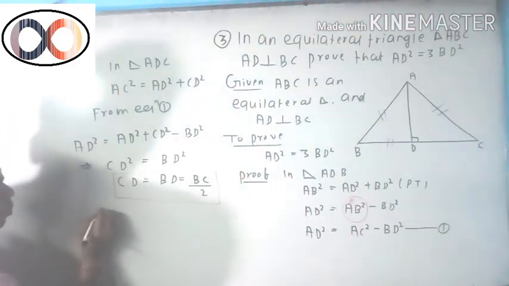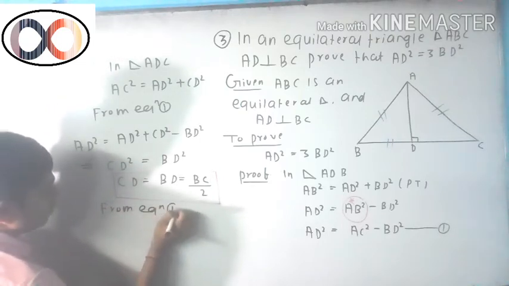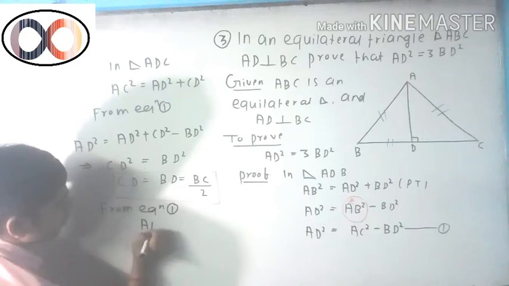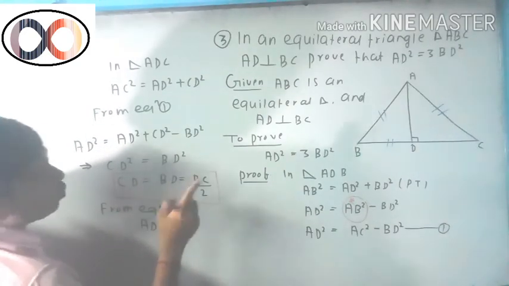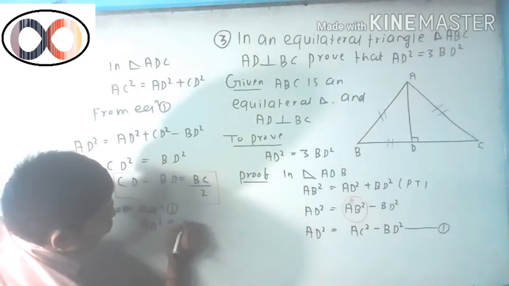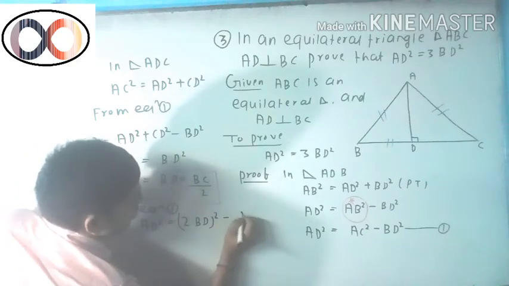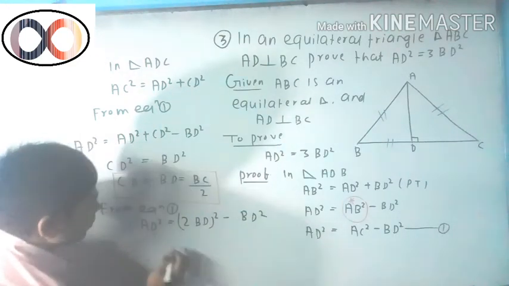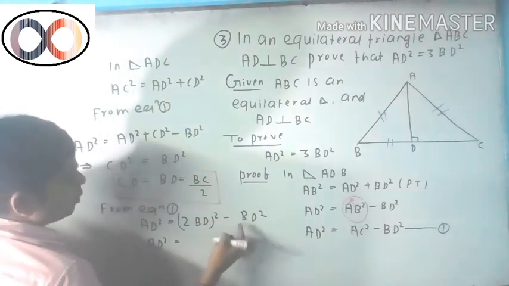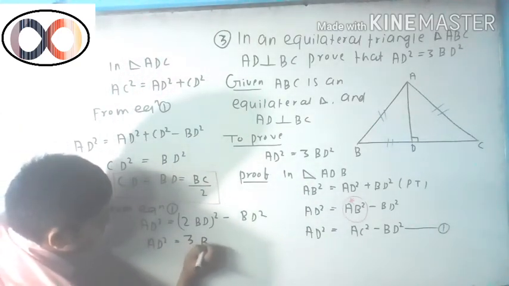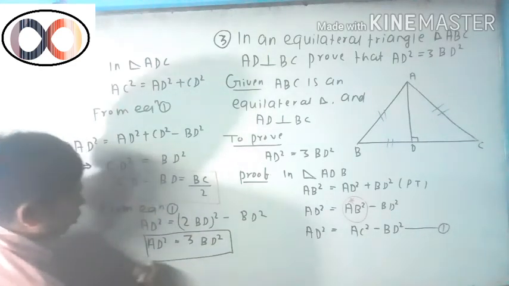So from equation 1 we can write AD square equals to AC square minus BD square, and in the place of AC square we write twice the BD square, minus BD square. So AD square is 4 BD square minus 1 BD square, that is 3 BD square. That is the proof, students. So we needed to prove it.